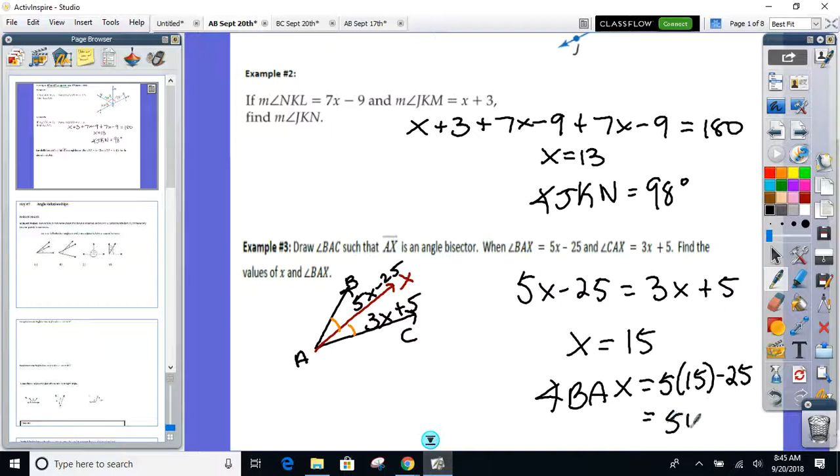$50 degrees, got it. All right, everyone, the term bisector. Questions? Ask them now.